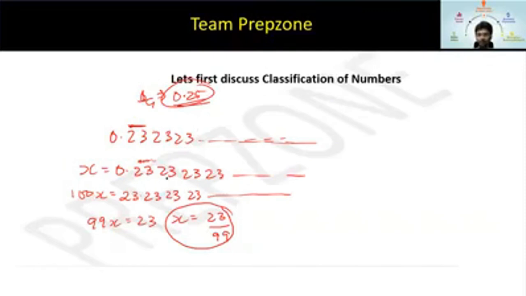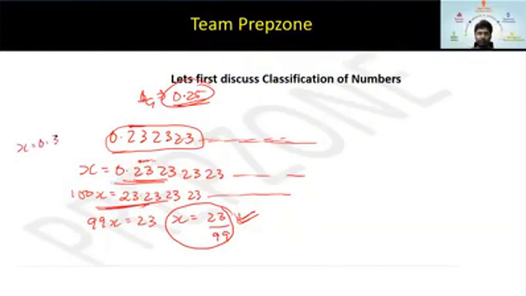Now, I hope this one is correct, 0.232323. This simple thing is clear, which is x equal to 23 by 99. I hope this is clear, everyone. Anyone having any doubt in this? How is x 23 by 99? This is very simple. Like this, x equal to this, I simply multiply this by 100. There is also a shortcut to it. We will see it after some time. Don't worry.